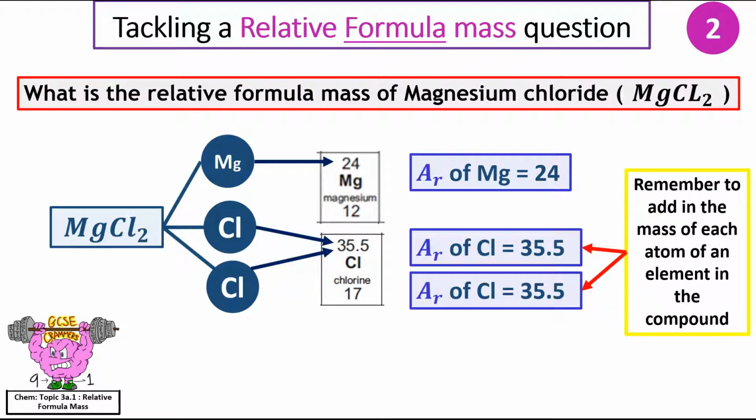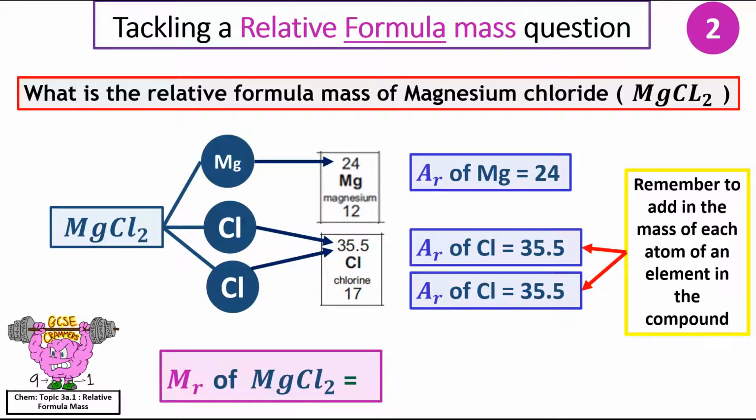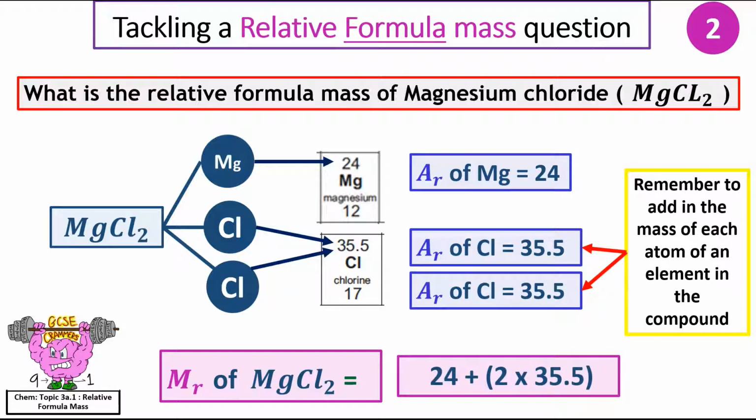Remember to add in the mass of each atom of an element in the compound. Now you can work out the relative formula mass of magnesium chloride, which equals 24 plus 2 times 35.5. Do the maths, and this equals 95. So the relative formula mass of magnesium chloride is 95.